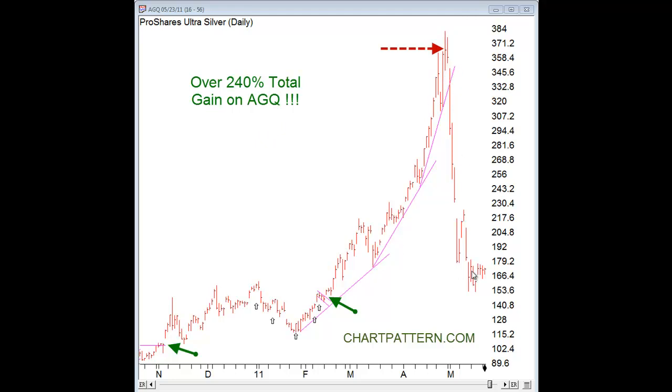And you'll notice that AGQ has still not recovered since then. So it's important to not only learn the reasons for the buy points in this case, but also the signs so that you can avoid being caught in the blow-off top move before you lose all your gains in this massive decline.